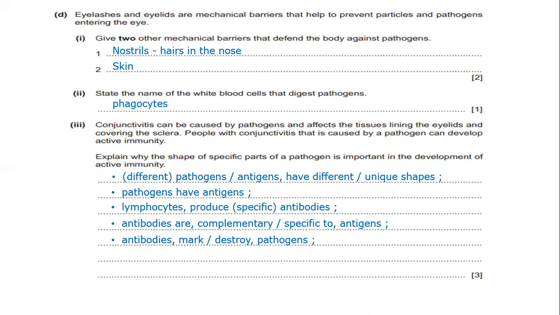Different pathogens have antigens with different shapes. Pathogens have antigens, and lymphocytes will produce specific antibodies. The antibodies are specific to the antigen. So as I already mentioned just now, the antibody will destroy pathogens. So as long as you are within this logic, within this answer, you may get 3 marks.